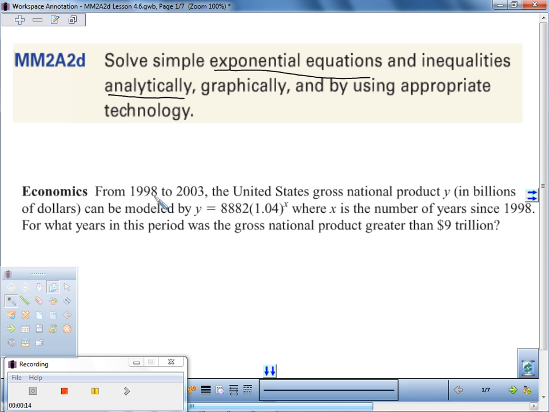From 1998 to 2003, the United States gross national product can be modeled by the function y is equal to 8,882 times 1.04 to the x power, where x is the number of years since 1998. For what years in the period was the gross national product greater than 9 trillion? After the lesson, I want you to come back and solve this.